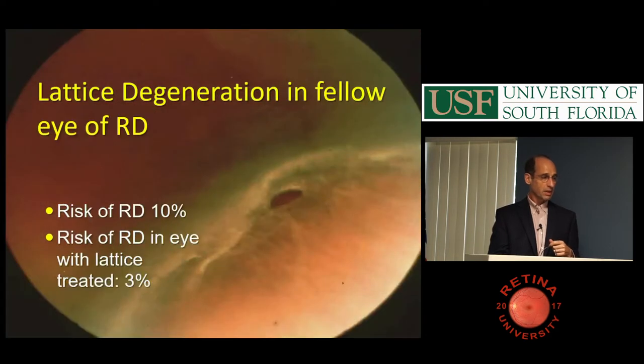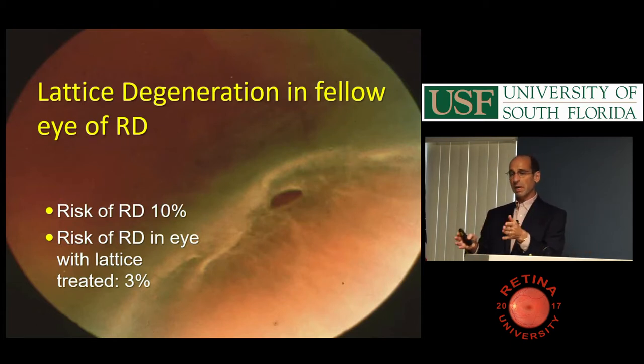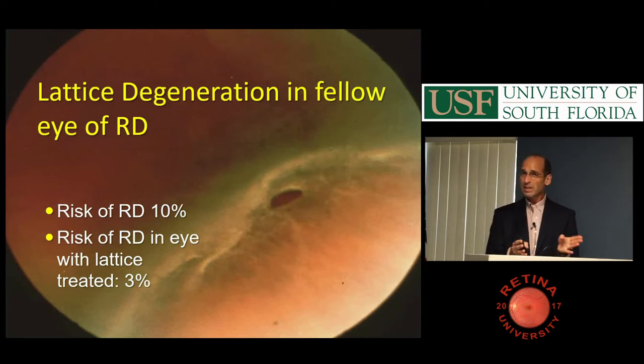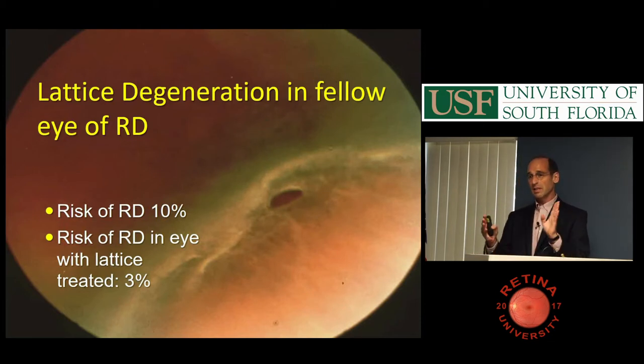So the risk of a retinal detachment in a fellow eye of anybody is about 10%. The risk of retinal detachment in the general population is about 1 in 20,000. I've seen 1 in 10,000 and 1 in 20,000, and I'm not sure what it says in your book, but a phakic patient has an extremely low risk of retinal detachment.